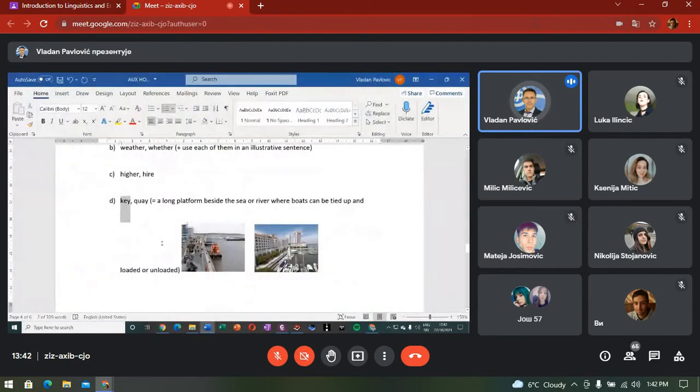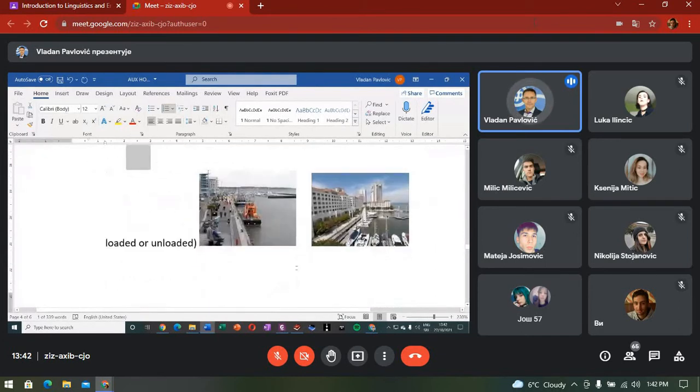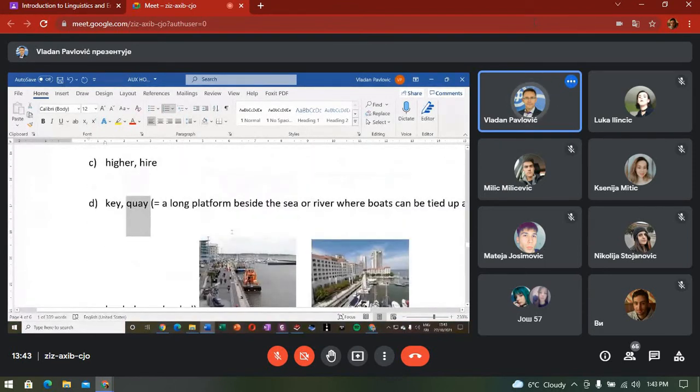So this key is a long platform beside the sea or river where boats can be tied up and loaded or unloaded. Dakle, ovo mu praktično dođe luka, gde može da postoji bukvalno neki kej gde se ljudi šetaju. Ima veze ovo key i kej, ali pre svega key znači dok ili luka. Dok u smislu gde brod može da se usidri, gde može da se na njega stavi neki tovar ili skine sa njega neki tovar. To je pre svega key.